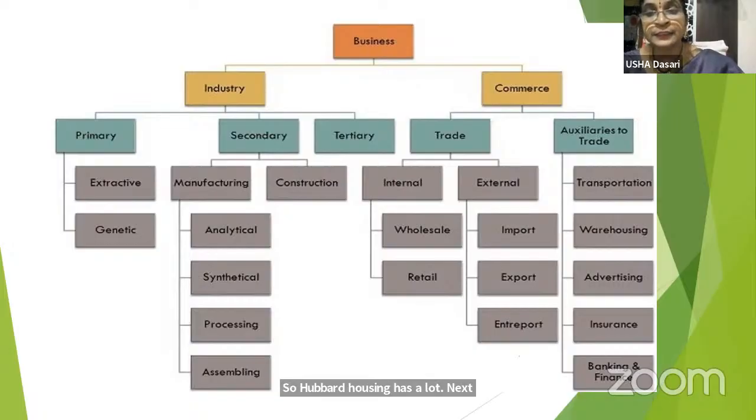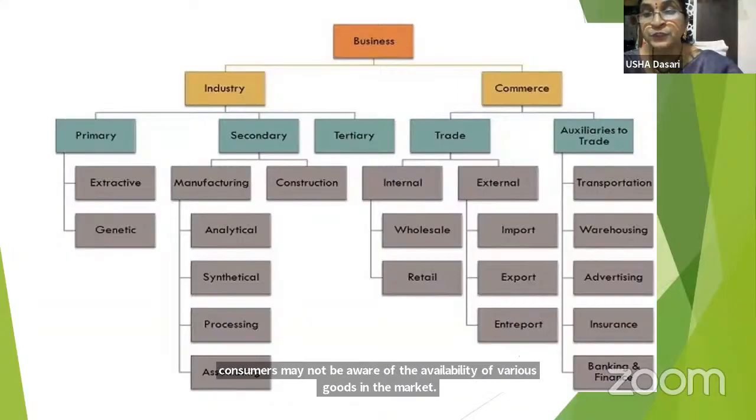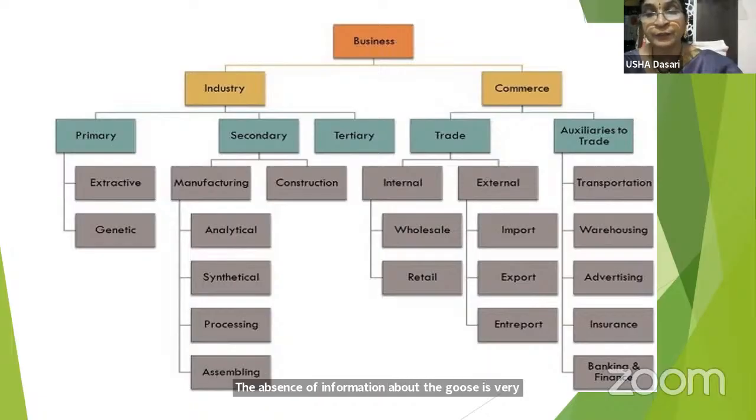Next one is advertising. Advertising plays an important part here. The consumers may not be aware of the availability of various goods in the market. The absence of information about the goods is a great hindrance in the way of consumers buying them. So advertising plays an important part in conveying the information to the ultimate consumer.